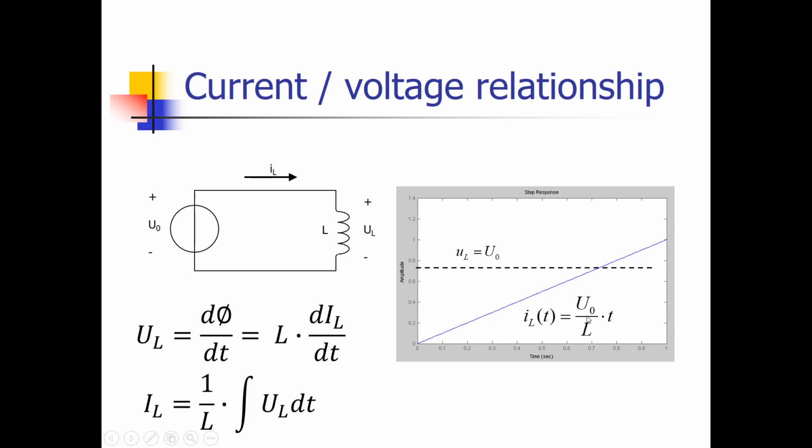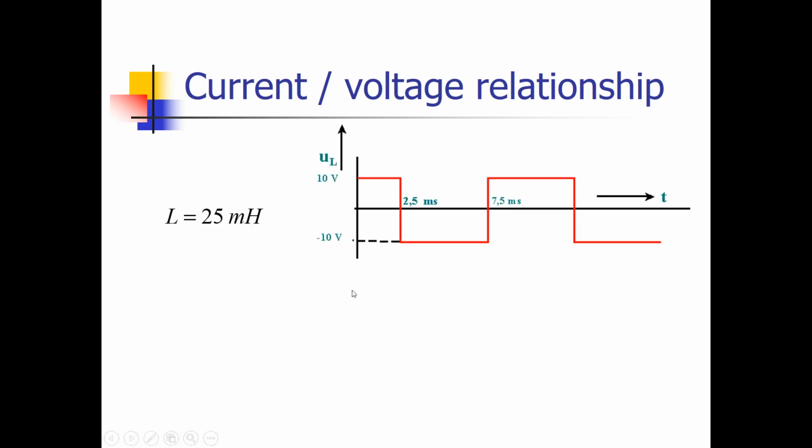So let's work this out with an example. In this example, we have a constant voltage, but at some points it changes its polarity. It switches from a constant positive value to a negative value. And the inductor value is 25 millihenry, so 25 times 10 to the power of minus 3 henry. So how will the current look? Well, we are going to use this expression.